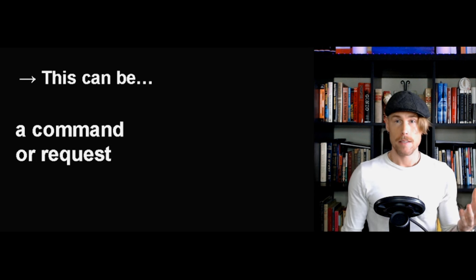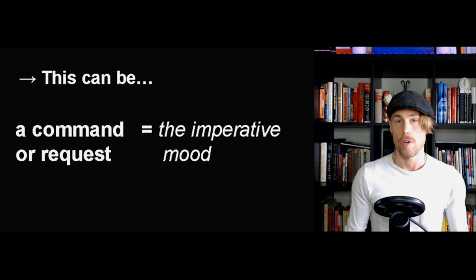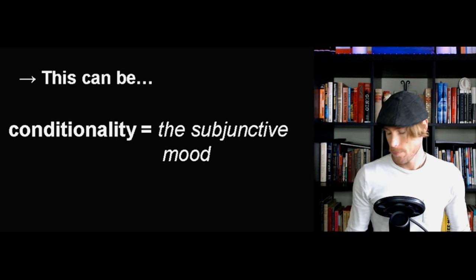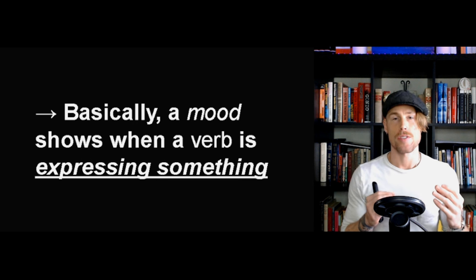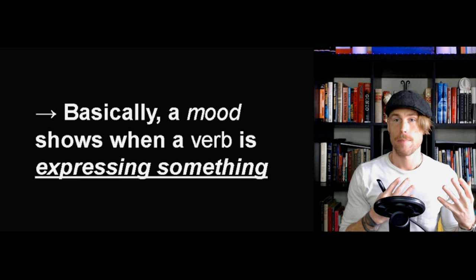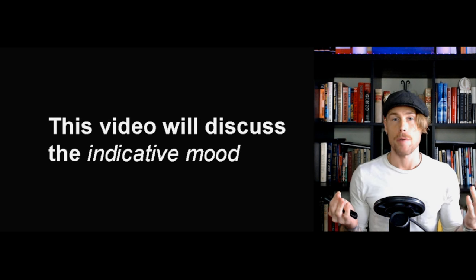This can be a command or a request. The imperative mood shows commands or requests. And this can be conditionality or more abstract ideas. The subjunctive mood. Basically, a mood shows when a verb is expressing something, different things. This video will only discuss the indicative mood. Look out for my two other videos about the two other moods in English, coming soon.